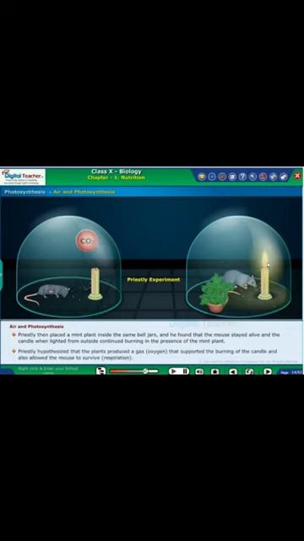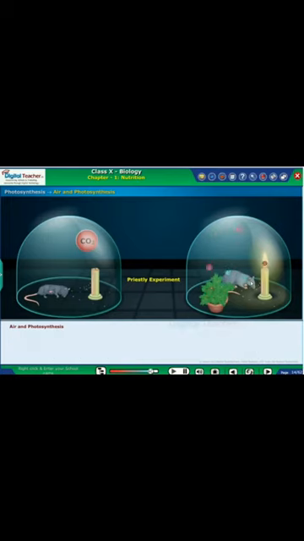Priestley hypothesized that the plants produced a gas, oxygen, that supported the burning of the candle and also allowed the mouse to survive respiration. The production of the gas takes place due to a massive exchange of gases occurring through a particular section of the leaves called stomata, and also through loose tissues on stems, roots, etc. Let us discuss in brief how carbon dioxide is useful for photosynthesis.